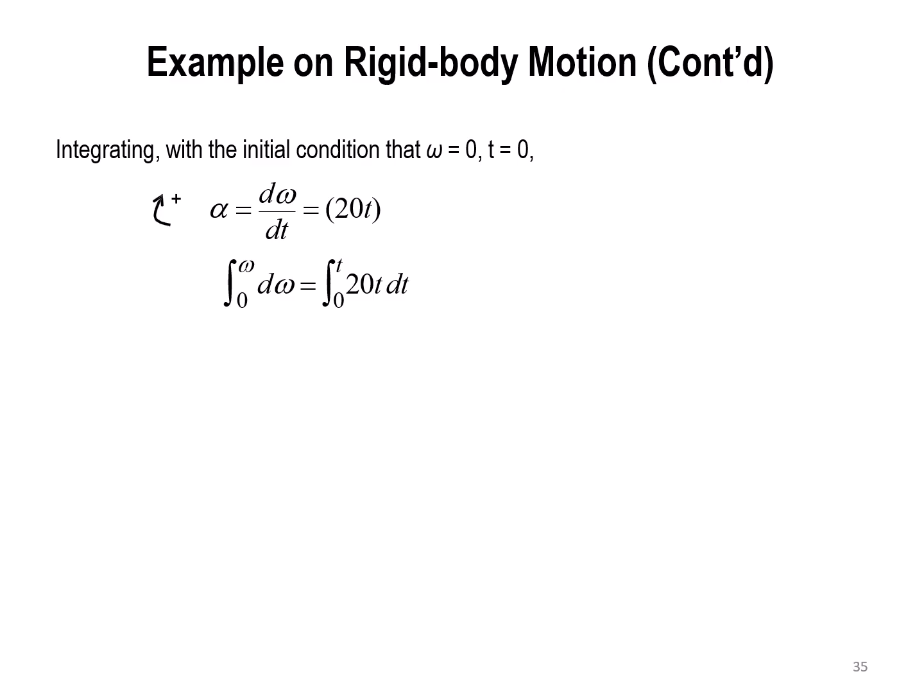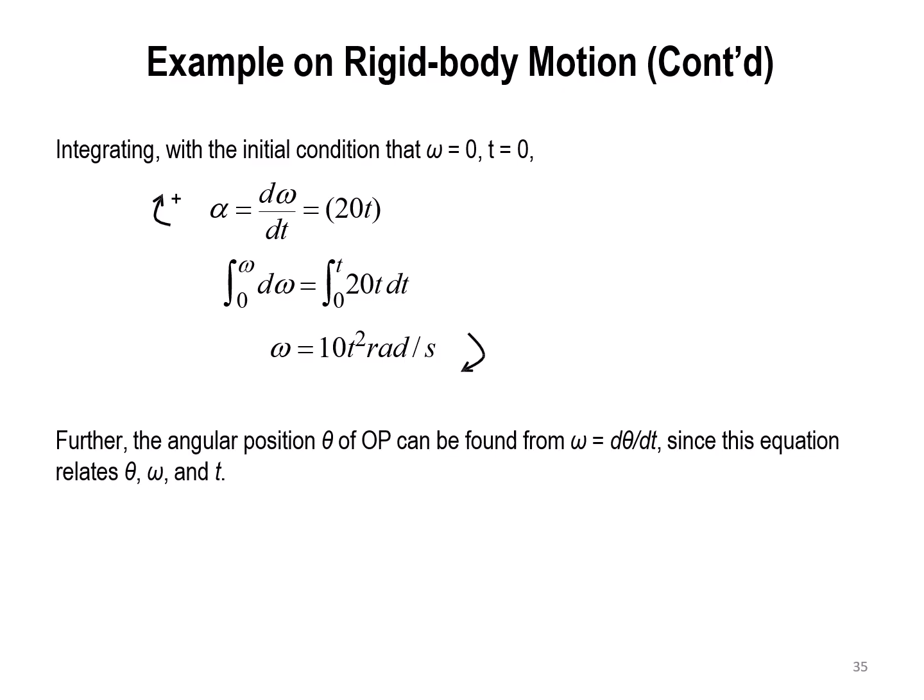Omega 1 is 0 because we're starting from rest. Time 1 is 0. Time 2, we can find it as a function of time. So we integrate both sides, and we end up with omega equal to 10t squared radians per second. And the direction is clockwise.